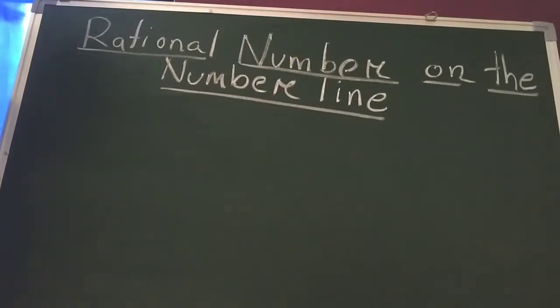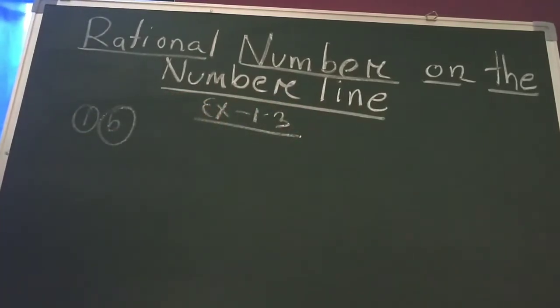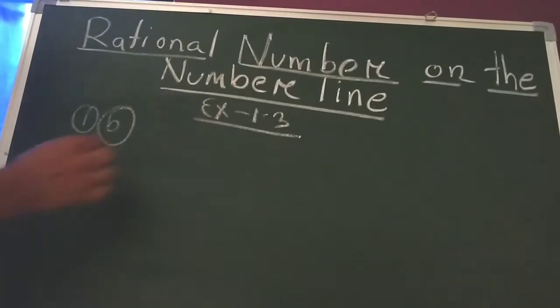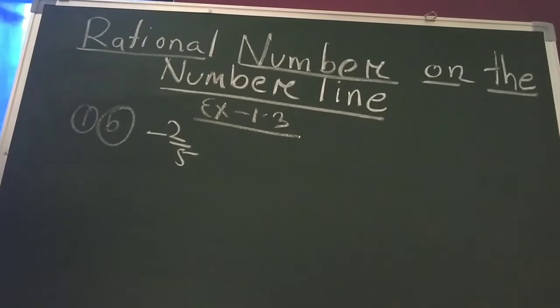So student, now we are going to discuss how to represent a rational number on the number line. Check out your exercise 1.3, question number 1b. We have to represent minus 2 by 5 on the number line. Let us see how we will represent minus 2 by 5 on the number line.